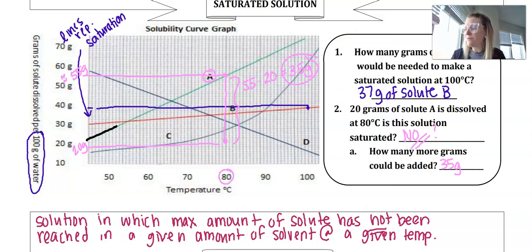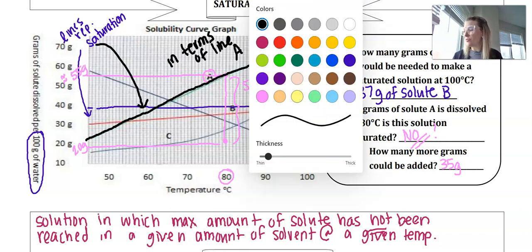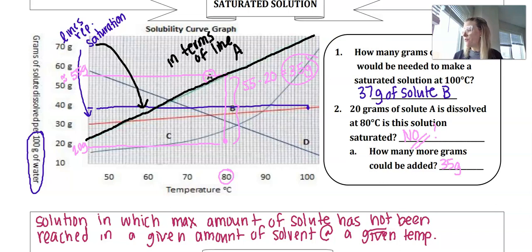Again, our line, for example line A here, I'm going to do this all in terms of line A. In terms of line A, my point of saturation is the line, right? That is the line. If we are looking at an unsaturated solution, then everything that falls below that line is going to be considered unsaturated. So this would be unsaturated.